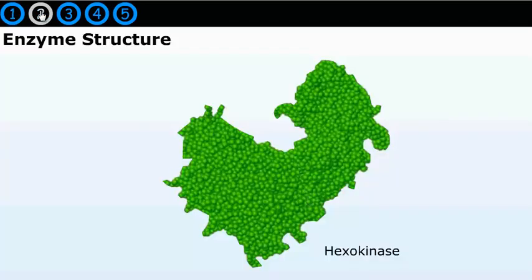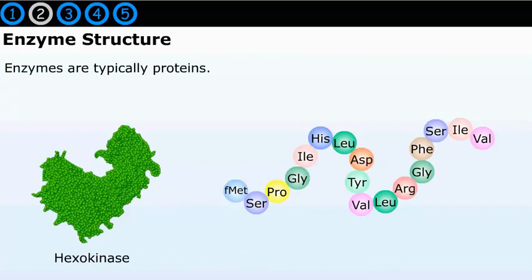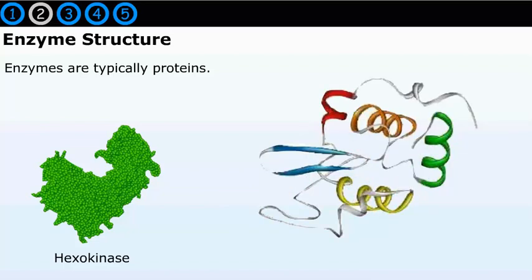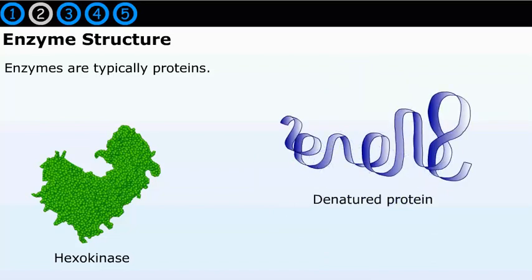What are enzymes? Most enzymes are proteins. Proteins are polypeptides made up of amino acids. The polypeptides fold into secondary structures such as alpha helices and beta sheets. These secondary structures then fold into the protein's tertiary structure. The tertiary structure of a protein is important for its function as an enzyme. When a protein unfolds, this structure is lost, and the protein is no longer active.